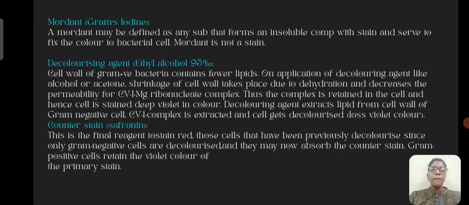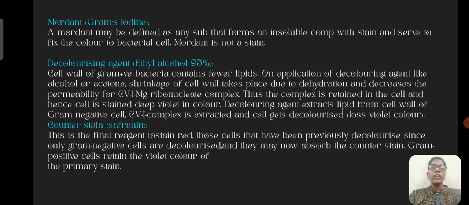Mordant. A mordant may be defined as any substance that forms an insoluble complex with the stain and serves to fix the color to the bacterial cell. A mordant is not a stain.